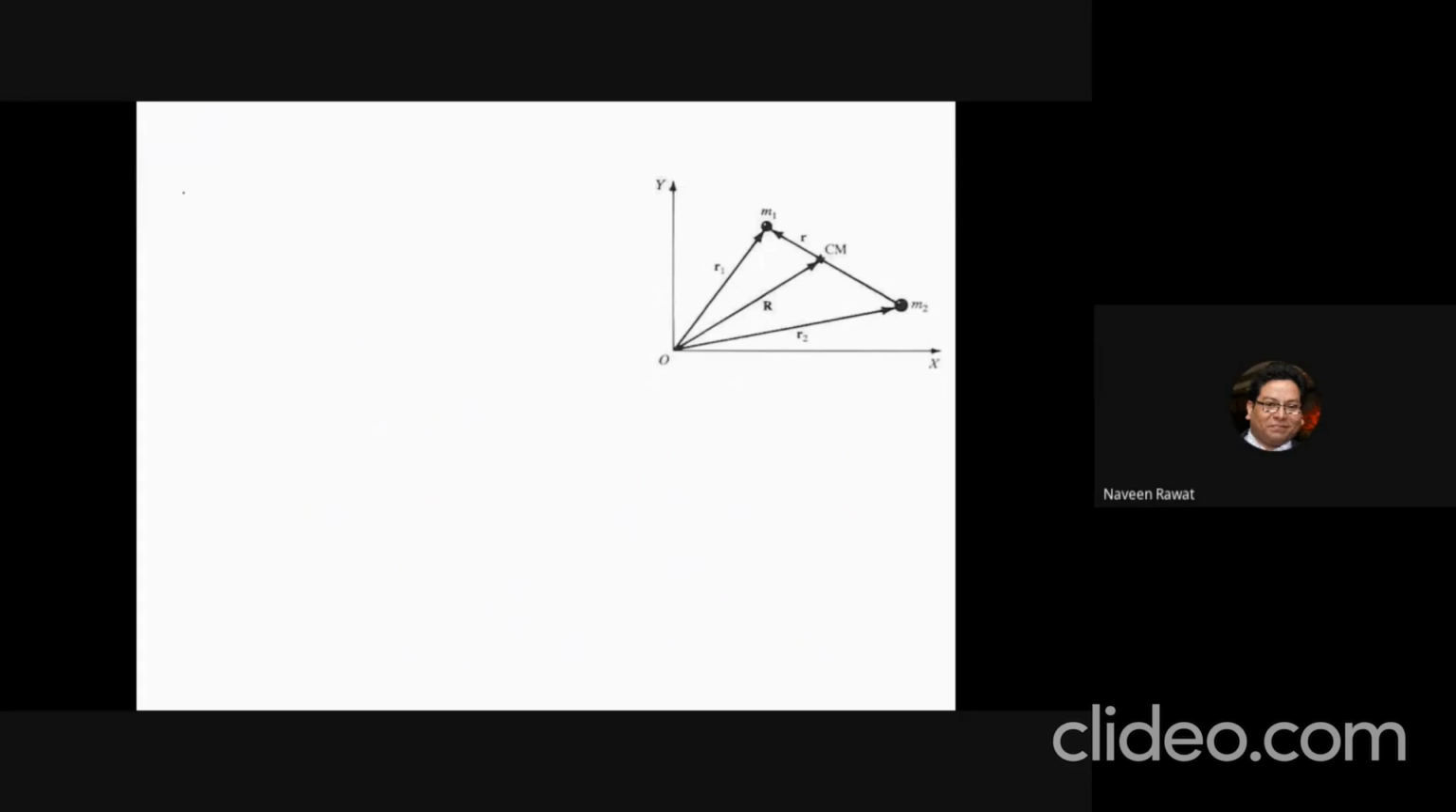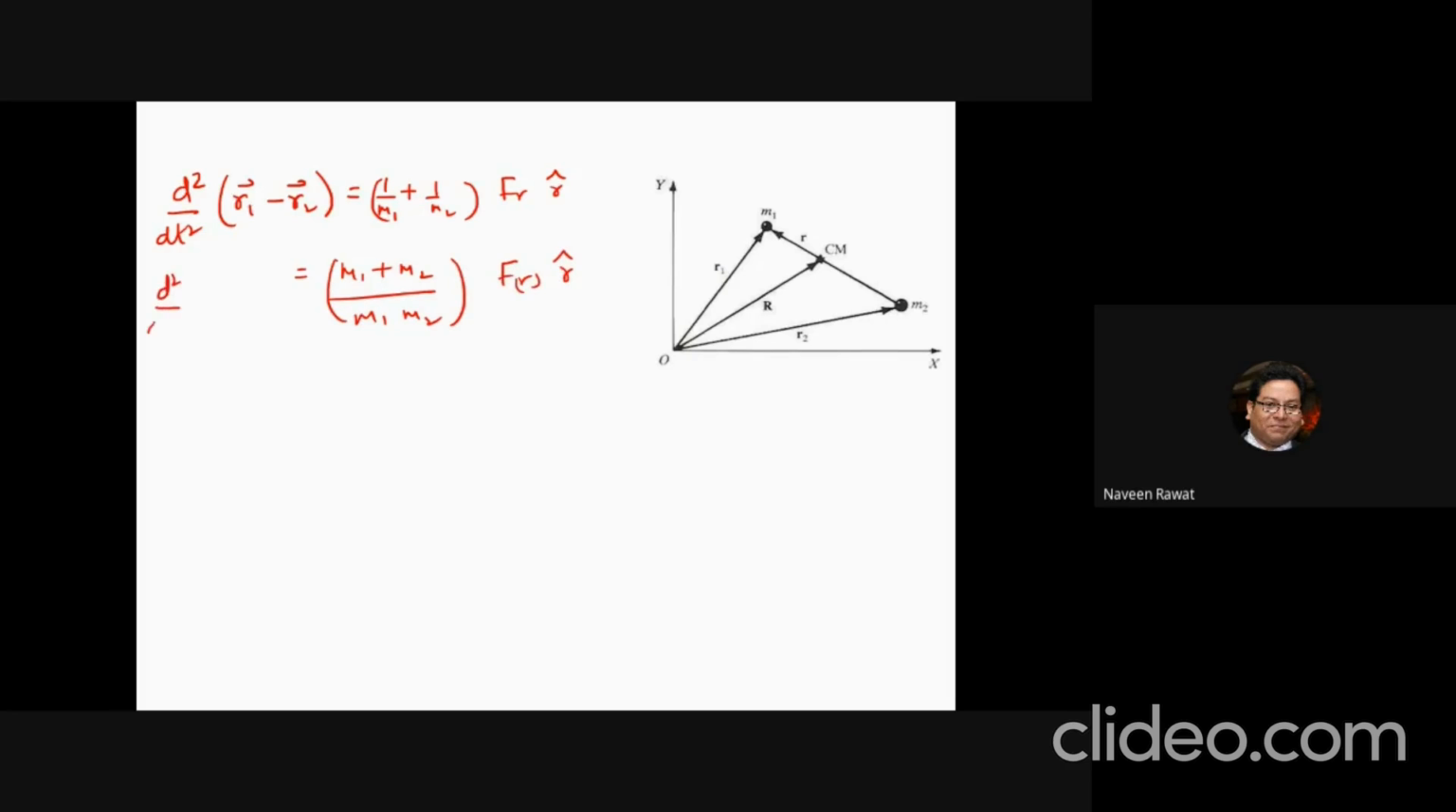We got d square by dt square of r1 minus r2 is equal to 1 by m1 plus 1 by m2 times f of r times r cap. Now what are 1 by m1 and 1 by m2? We can just take the LCM. So it is m1 plus m2 divided by m1 m2. And I have f of r times r cap, and I have d square by dt square of r1 minus r2.